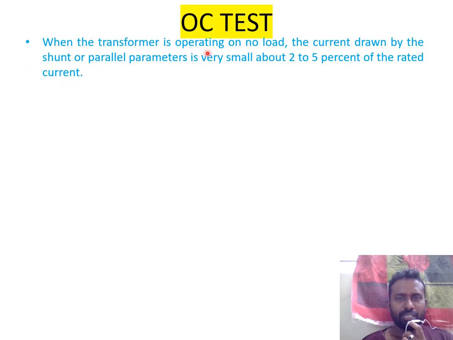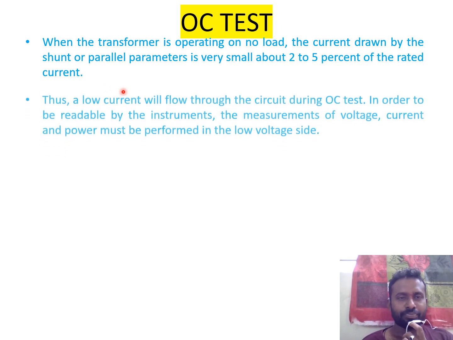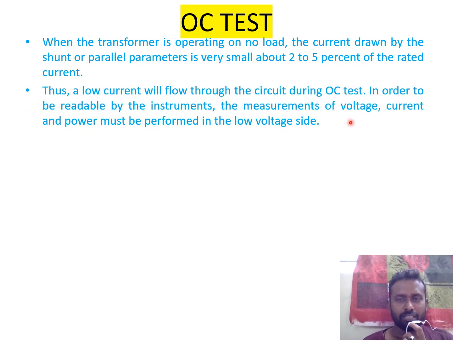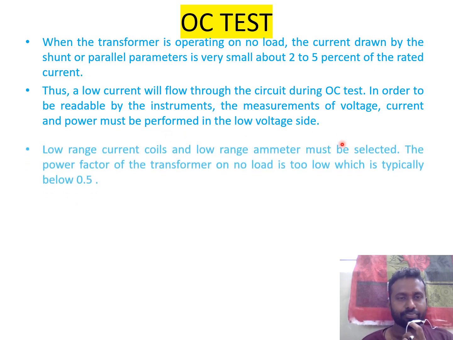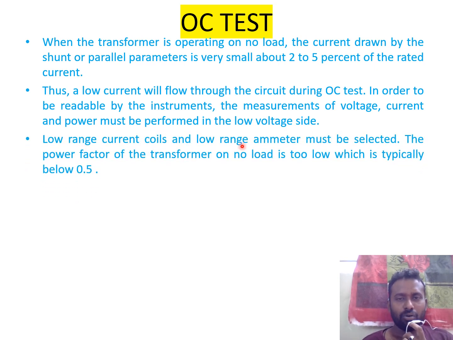Now when the transformer is operating on no load, open circuit, the current drawn by the shunt or parallel parameters is very small, about 2 to 5% of the rated current. When it is open, the current carried will be very small. Thus a low current will flow through the circuit during the OC test. In order to be readable by the instruments, measurements of voltage, current and power must be performed on the low voltage side. A low range current coil and low range wattmeter must be selected because it is carrying a low value of current. Low value meters must be used.